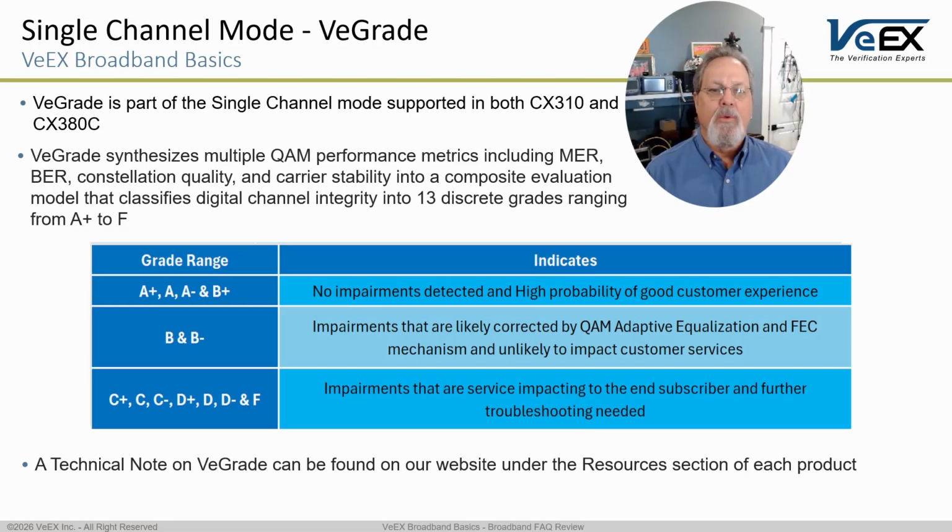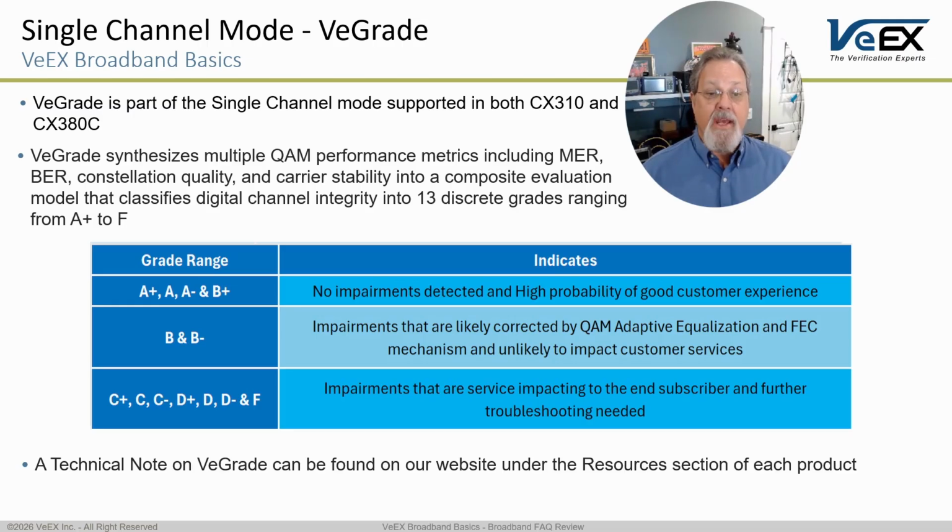VeGrade. What do the different VeGrade grades mean? The VeGrade feature integrates multiple QAM performance measurements into a unified evaluation algorithm, producing a 13-level digital quality grade from A+ to F. These reflect the overall channel's integrity.